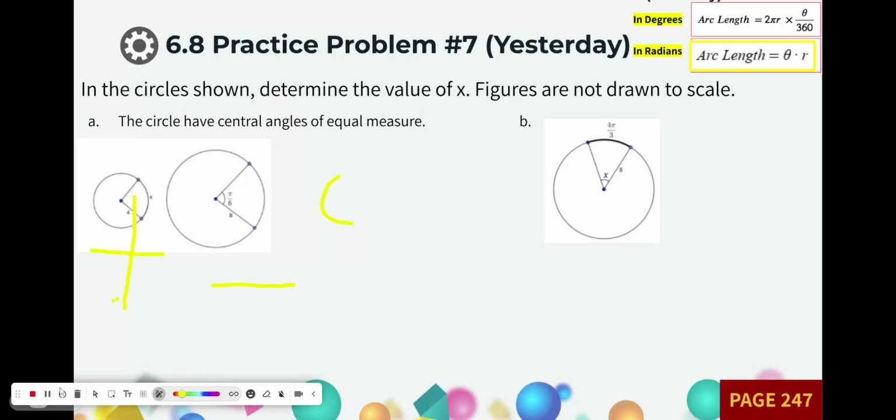Alright, next. This is a complicated one, so I want you to listen carefully. So again, in degrees, the arc length is 2 pi r times theta over 360. In radian, the arc length is equal to theta times r. Okay, to start with, we need to use the formula for arc length in degrees. So therefore, what you're gonna do there is to read and annotate the problem. It seems like there's something that we need to verify.